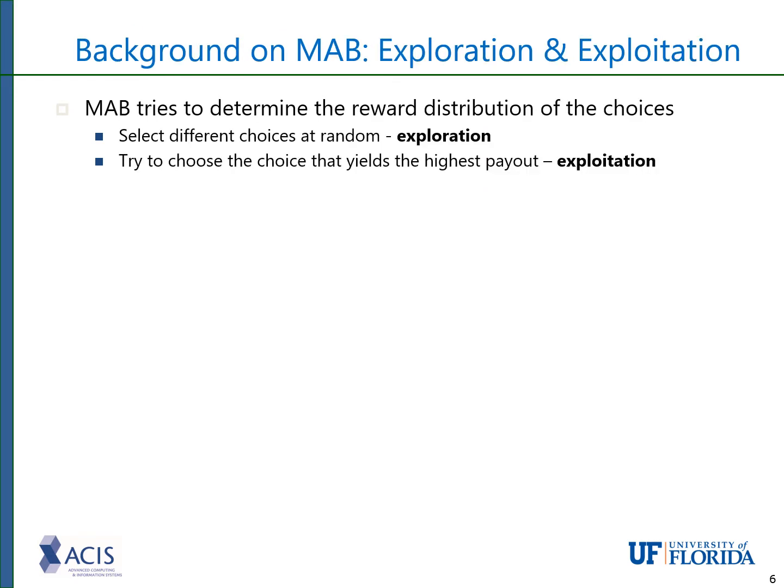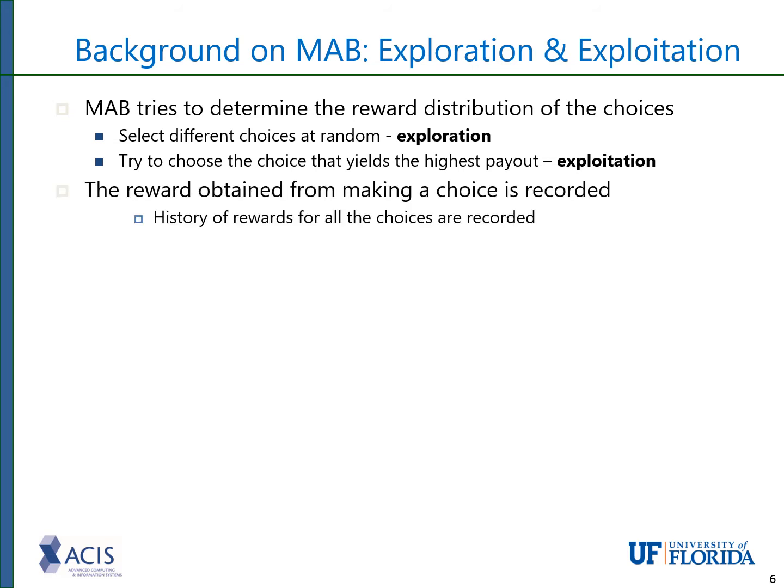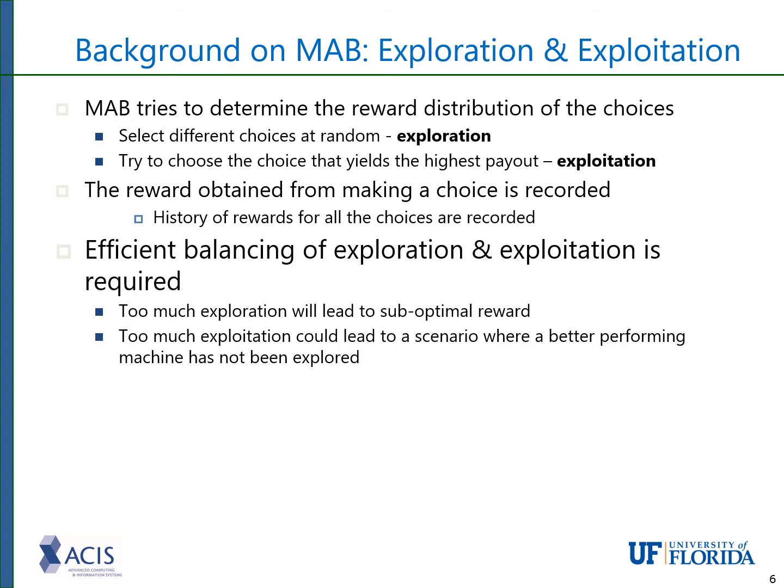MAB tries to achieve this through two different processes. It selects different choices at random, which is called exploration, and it tries to choose the best choice, the choice that yields the highest payout, which is classified as exploitation. The reward obtained from making a choice is recorded, and the history of rewards for all the choices is maintained in order to facilitate exploitation.